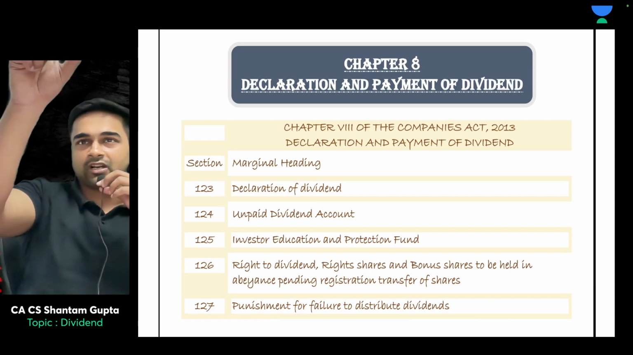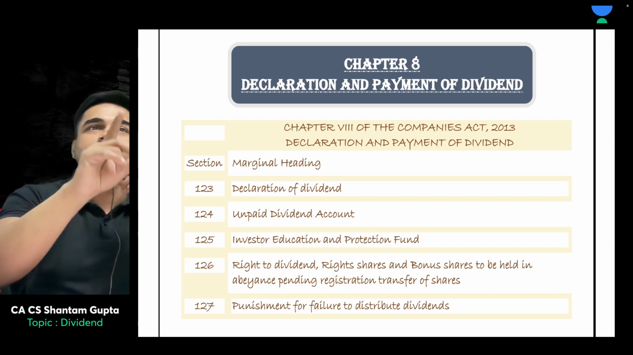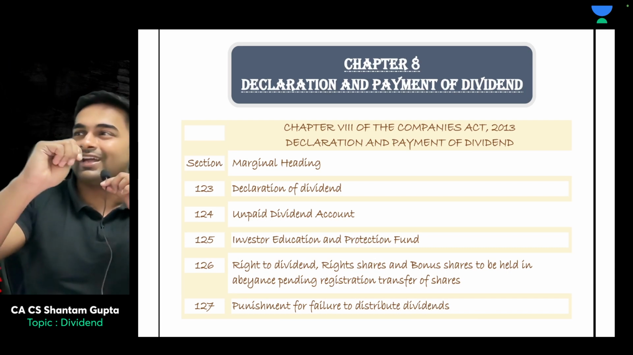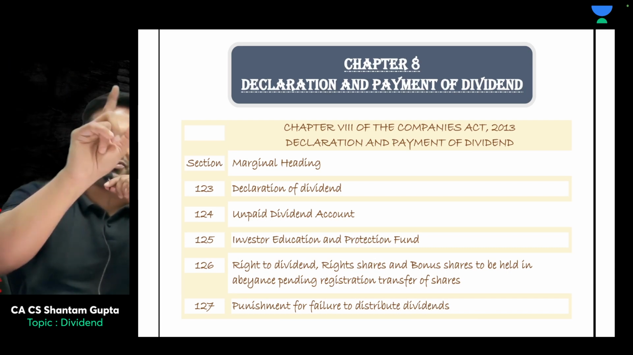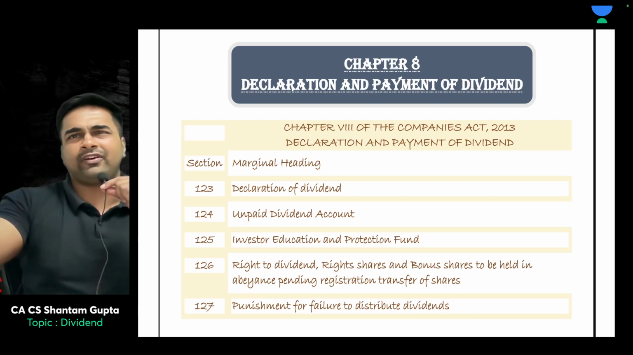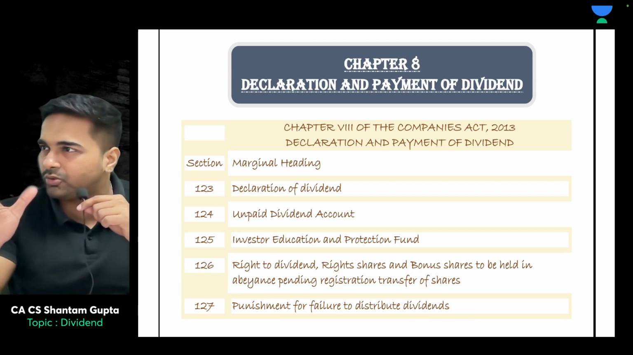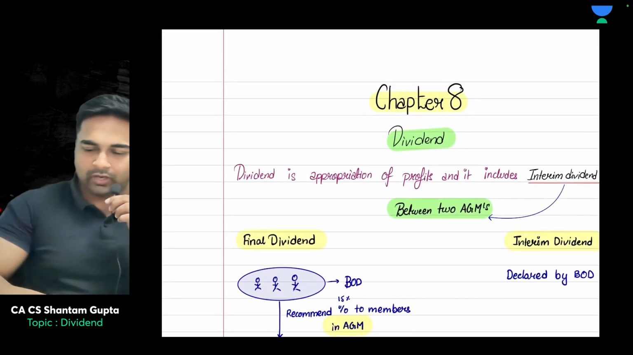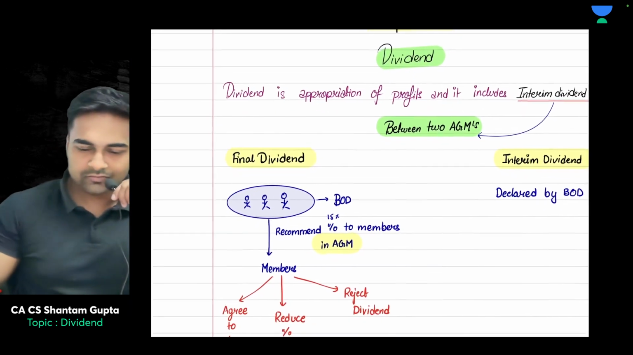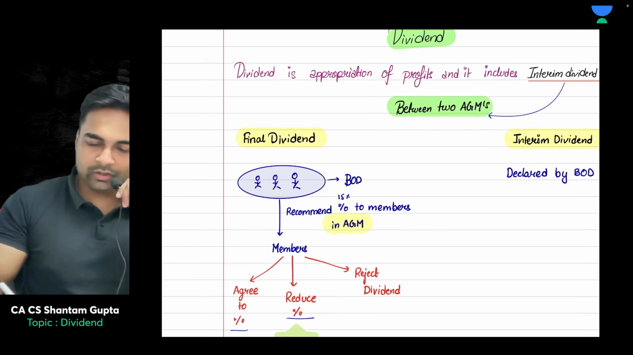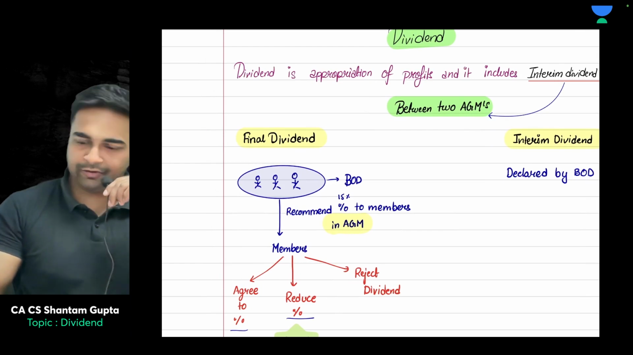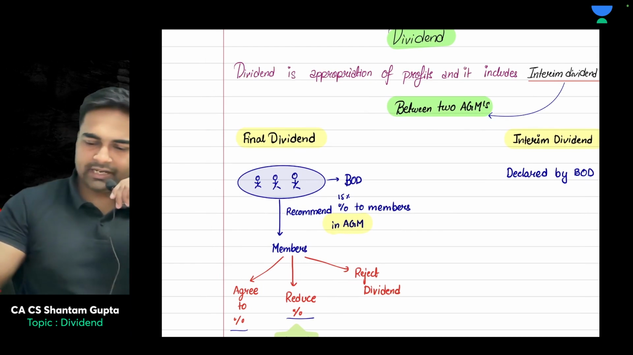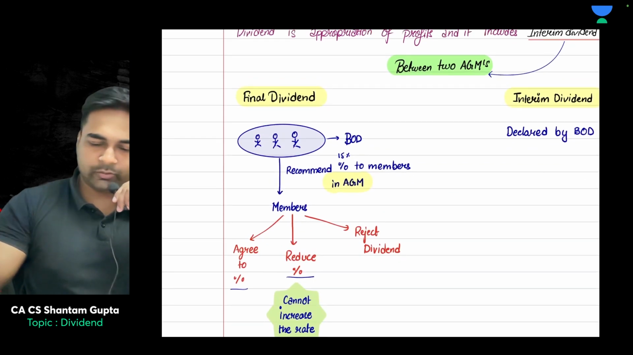So these are all the points that we discussed under section 1, 2, 3. That is the most important section, because 4, 5, 6, 7 don't have enough material to talk about. So let's note it down. Let's summarize section 1, 2, and 3 quickly. Dividend is appropriation of profit and it includes interim dividend. Interim dividend means dividend between two AGMs.